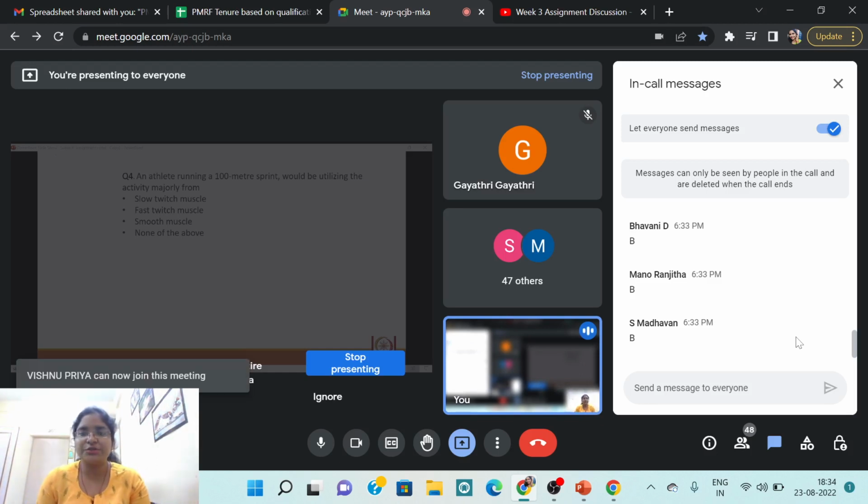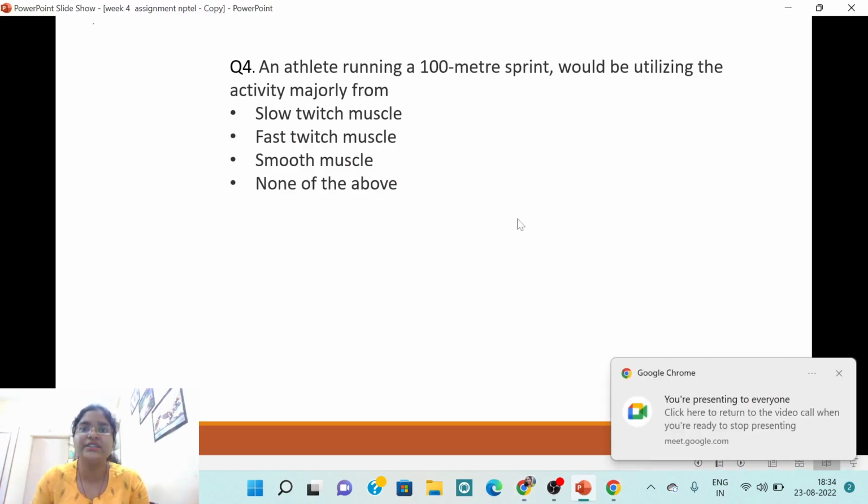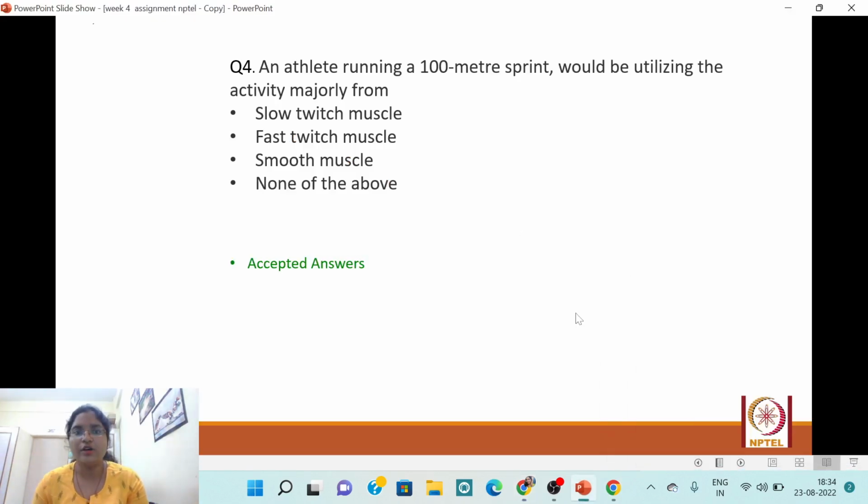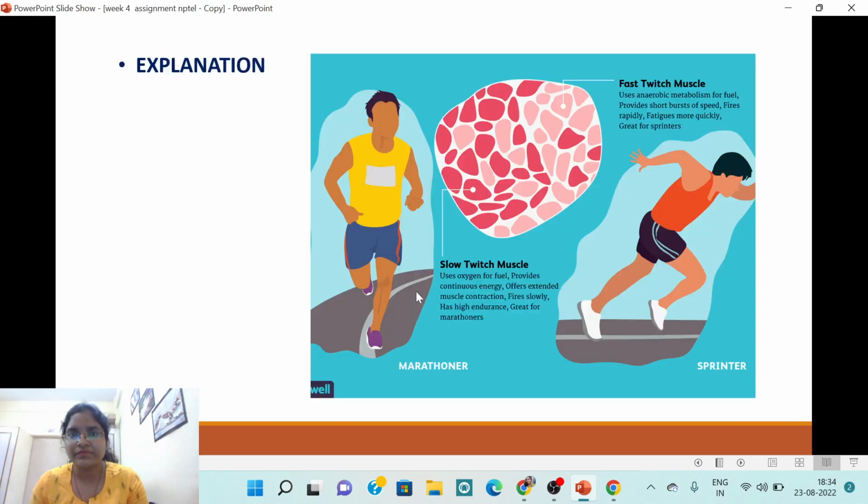Okay, most of you already know the right answer, and I have already explained that a sprint is an example of fast twitch muscle, right? A marathoner uses energy from the slow twitch muscles, and a sprinter uses energy from the fast twitch muscles. Slow twitch muscles use oxygen as a fuel, as they need continuous energy. If you're running a marathon, you will be running for a long time but slowly, so you need continuous energy throughout the process. So it uses slow twitch muscles.